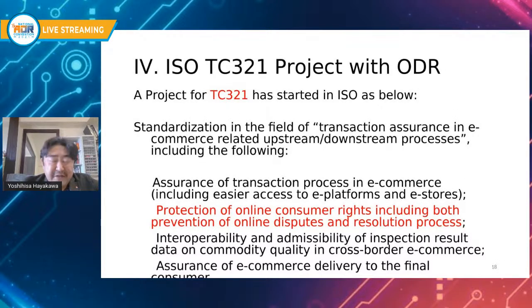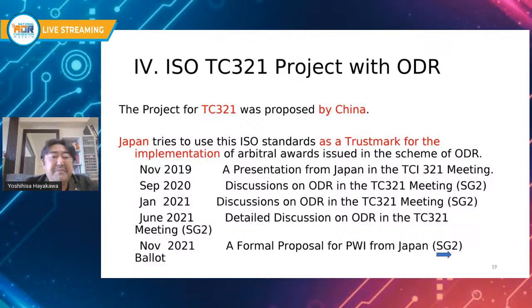And I'd like to turn to another project in ISO, the International Organization for Standardization. A project called the TC321 project has started in ISO, for the standardization in the field of transaction assurance in e-commerce, related upstream and downstream processes, including the following. You can see the important issue to be established is the protection of online consumer rights, including both prevention of online disputes and the resolution process.